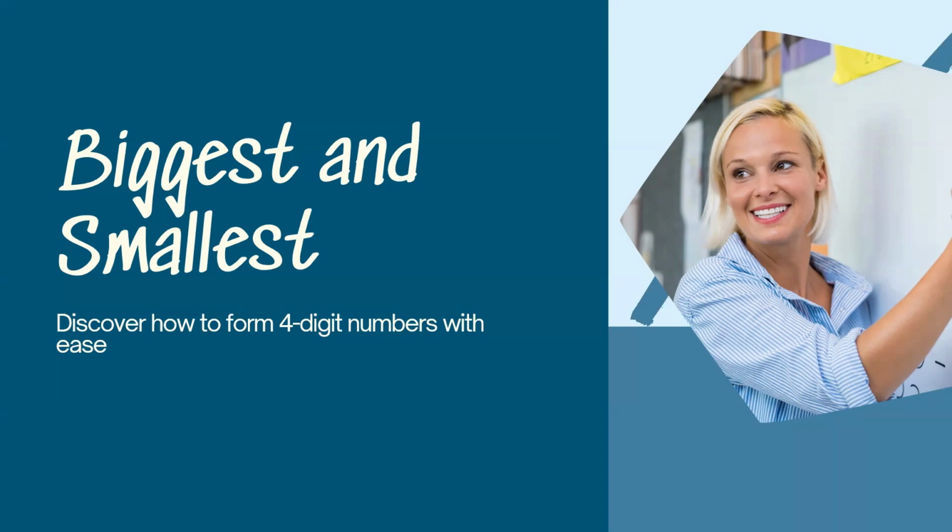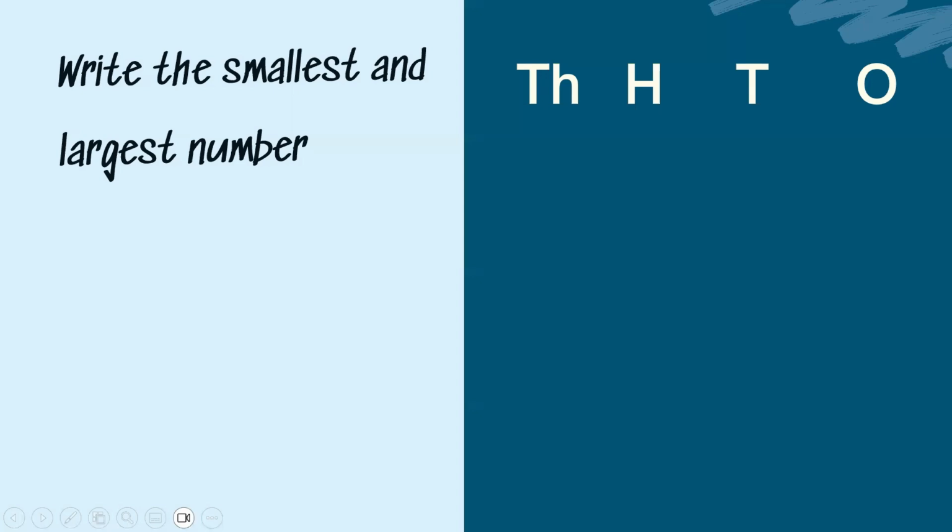Today, we'll learn to build the largest and smallest four-digit numbers from any four given digits. Let's start with these digits, 9, 3, 7, 5. To create the largest number, place the digits in descending order, from the greatest to the smallest. We have the digits 9, 3, 7, and 5.